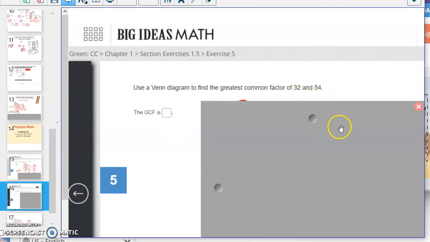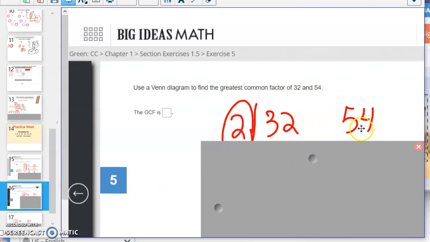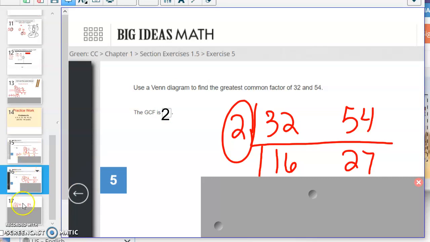Second one, GCF of 32 and 54. So what number can I divide out of both 32 and 54? And 2 works. So 32 divided by 2 leaves me with 16, and 54 divided by 2 leaves me with 27. And I try to think to myself, is there a number I can divide out of both 16 and 27? And there isn't one. So that means my GCF here is just going to be 2. So I enter 2 in here, and that is the correct answer when I check it.